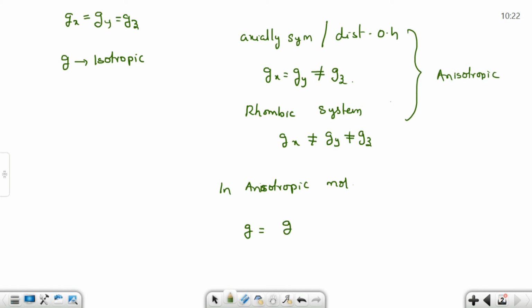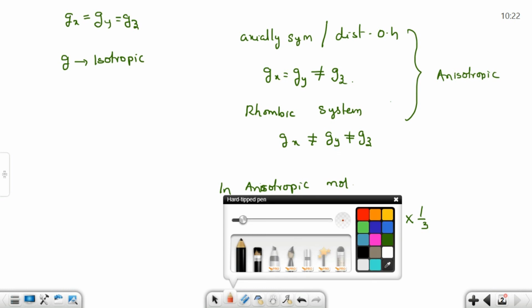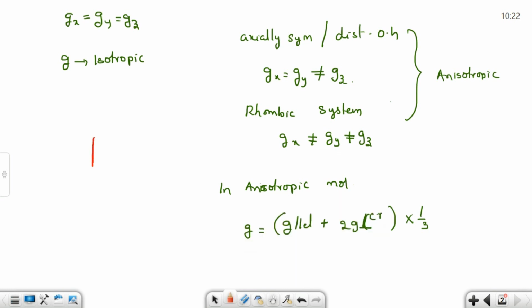G is equal to G parallel plus 2 into G perpendicular, into 1 by 3. What is G parallel? What is G perpendicular? Here you see that the Z axis is going to exist like this. Now we are going to observe the two axes. This is the Z axis, this is X, and this is Y.